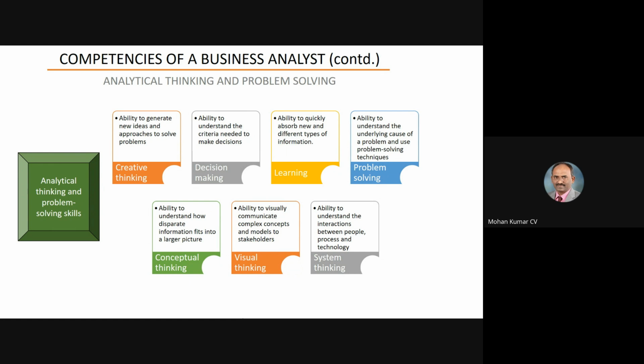Next is the problem solving skill: the ability to understand the underlying cause of a problem and use problem solving techniques. Like what I said, majority of times we are biased in problem solving. First, we need to overcome the bias. There are techniques for that. For any problem, you can do root cause analysis. There is something called a fishbone diagram.